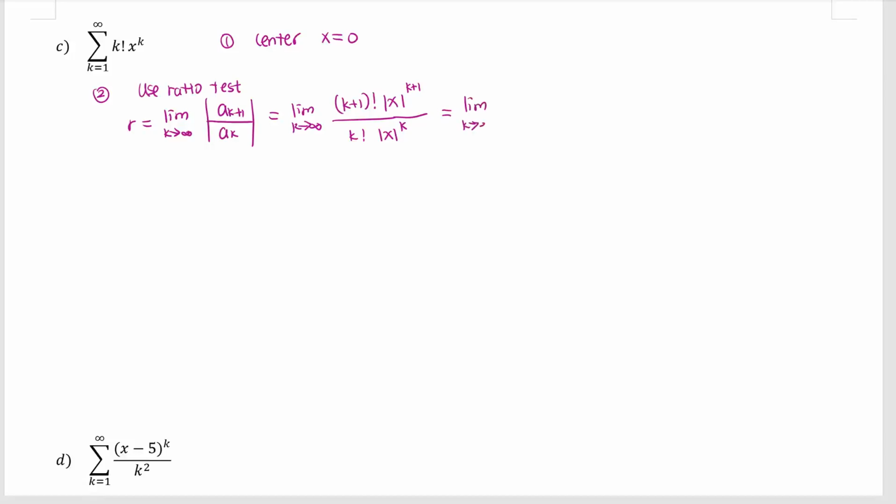Alright, let's split and cancel. How do we split k plus 1 factorial? Well, that's k plus 1 times k factorial. How do we split absolute value of x to the k plus 1? We split it as absolute value of x to the k and absolute value of x. And then on the bottom we have k factorial times absolute value of x to the k. Cancel this guy, cancel that guy. Well, our answer is k plus 1 times absolute value of x. Well, you can see this guy.